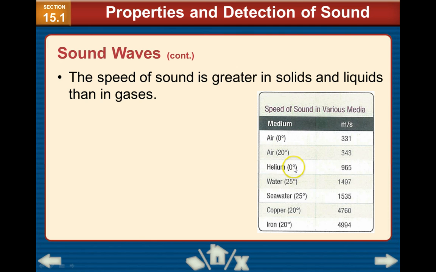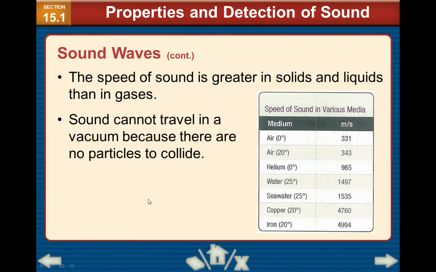Again, the type of gas will also affect that. That's why when you inhale helium and breathe it out, since the molecules can move faster, the sound comes out at a higher frequency, and it sounds like you're talking like Donald Duck. Again, solids will transmit sound even faster than water does. They can't travel in a vacuum, though. They have to have something to collide against.